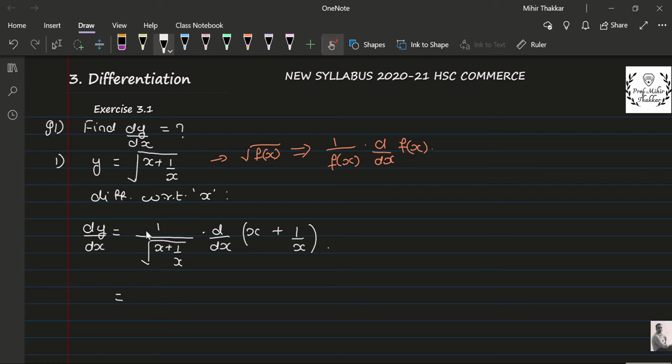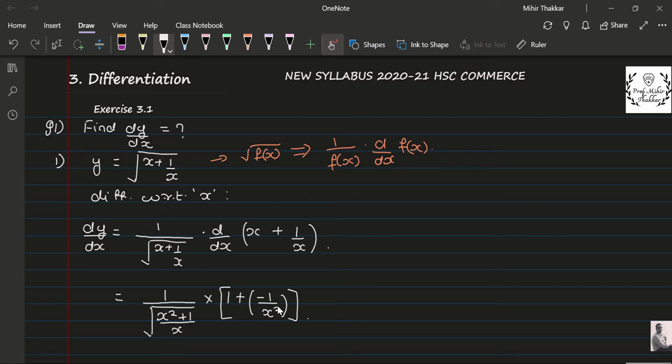Now this element is outside the derivative sign, so we leave it as it is. I write over here 1 upon under root of x plus 1 upon x, which can be simplified by taking LCM and writing it as x square plus 1 whole upon x, multiplied by. Now when I take the derivative of x, we know that the derivative of x is 1 and the derivative of 1 upon x is minus 1 upon x square.